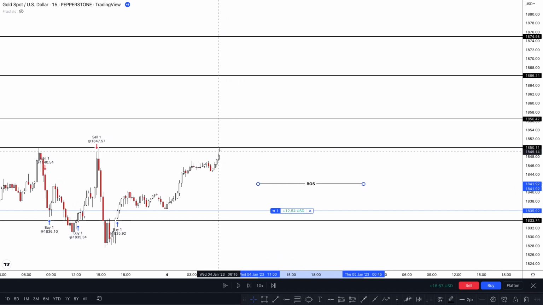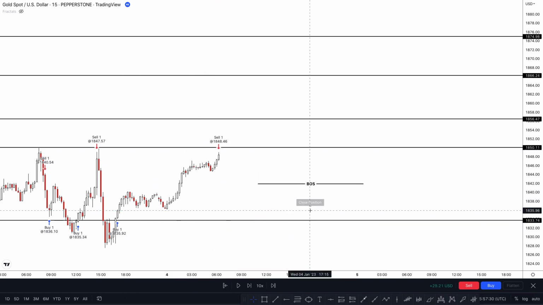And now price action is very close to my take profit level. So personally for me, what I'm actually going to do is close this trade out and bank my profits. You can already see I've got $29 profit right now. Let's see what happens. And then the next thing I'm going to do is not take this sell.